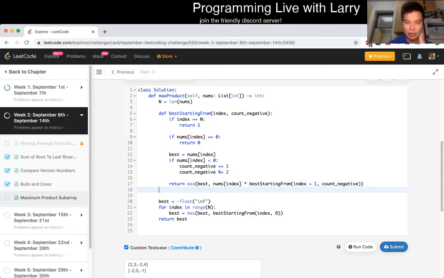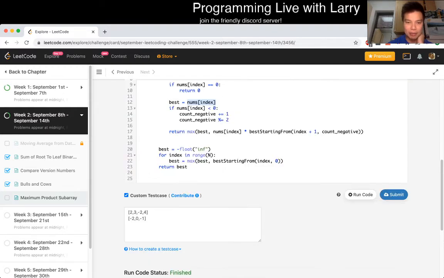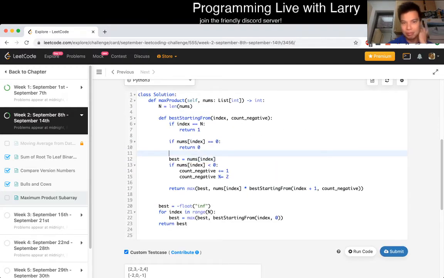But basically, you take the current number and then you multiply by the rest of the subset, or you just take the number, right? Meaning that you end here. So that's kind of the recurrence here. And again, this is going to run exponential. Actually, is it going to run? No. So this is actually going to run n squared, because you only branch out once, right? So it's going to be n squared running time.